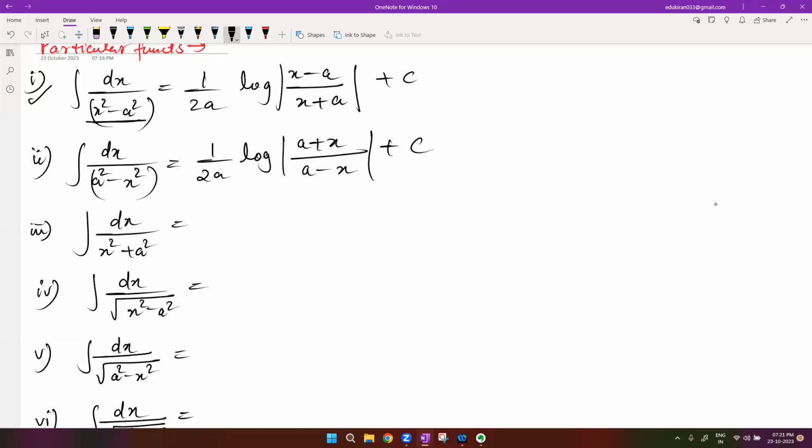Just remember the first formula. The second will be remembered; you will be able to remember the second part with the first part only. So remember the first part, x square minus a square, so x minus a upon x plus a, right? But when you write a square minus x square, this is nothing but minus times the first part, right? So you can also solve this as minus times the first part.